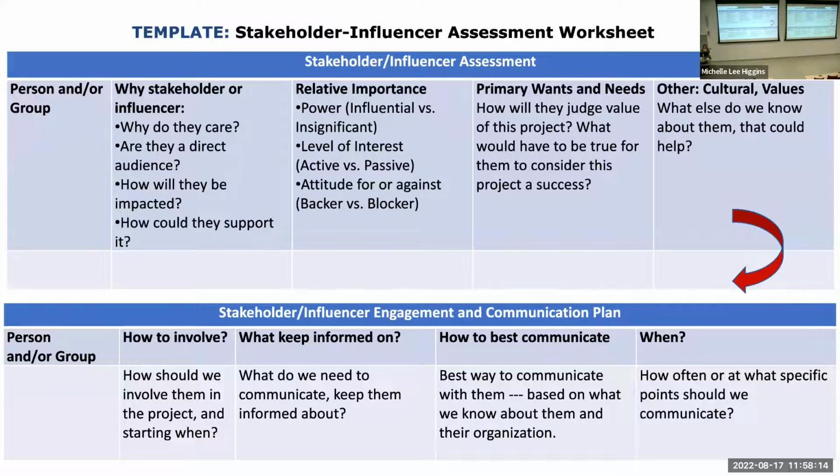So taking that original stakeholder influencer worksheet, like what do we know about them, adding these columns of how to involve them at the bottom. What do we need to keep informing them on? How do we best communicate it? And then when, how often? So it's not that you have to have these exact columns, but it's that you and your team have a plan for it. This is just an example template worksheet that a team can use. I've seen teams modify these so that they can use it best for their team and their stakeholders and influencers.